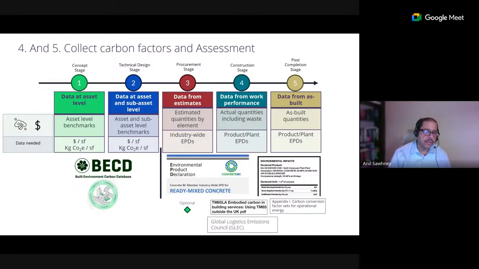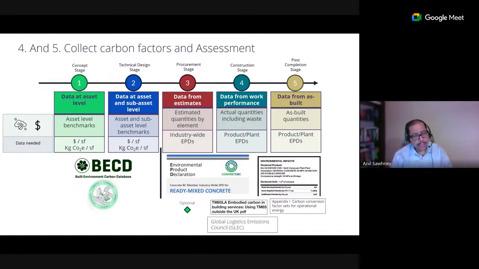Similarly, in carbon also, we need those benchmarks. We need that historical data, but that's missing. So it's a pretty tricky situation. Kilograms of carbon dioxide equivalent per square feet of school buildings. If you had that, you could use parametric modeling to make an early estimate of your carbon emissions also. But that is the data that's missing. We are trying to build a database, the built environment carbon database, as you see at the bottom, from where you can get these kinds of benchmarks.